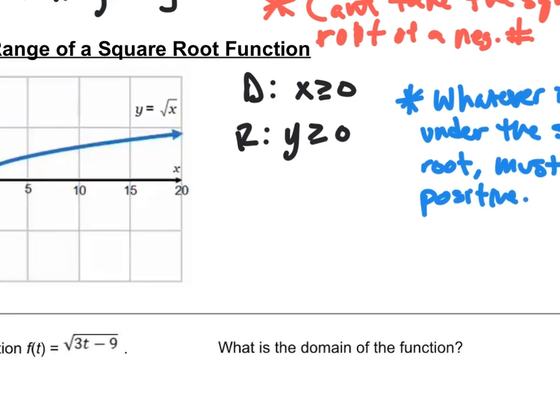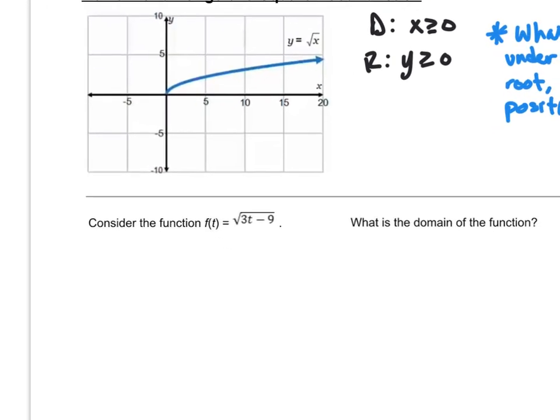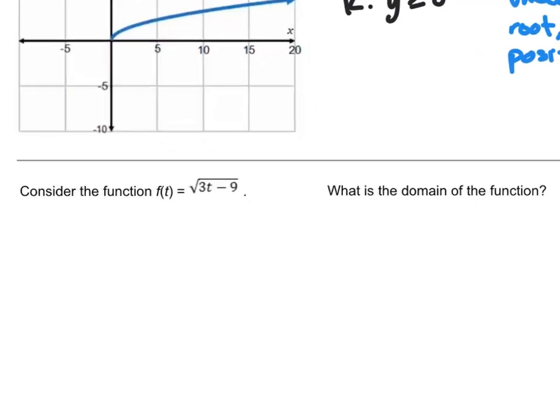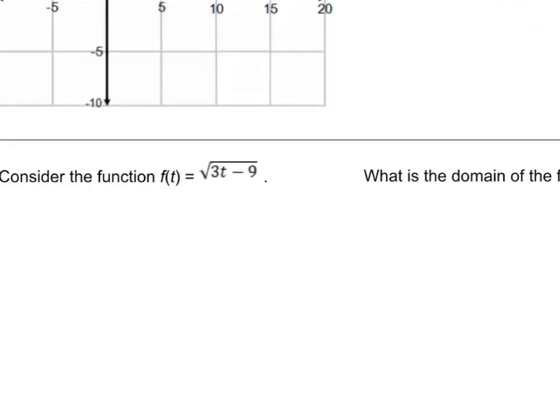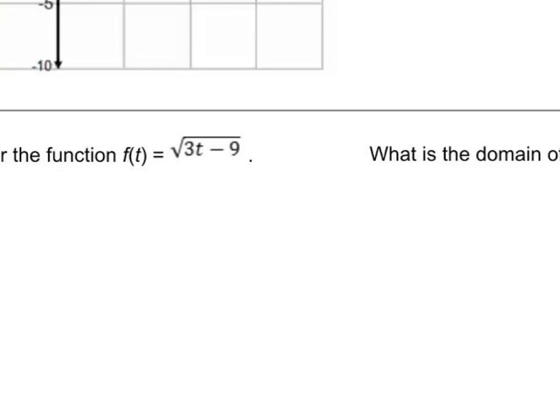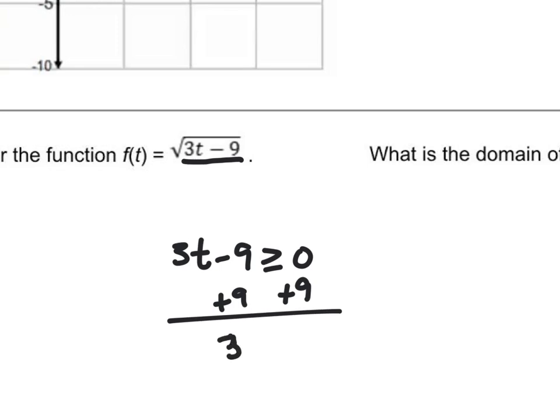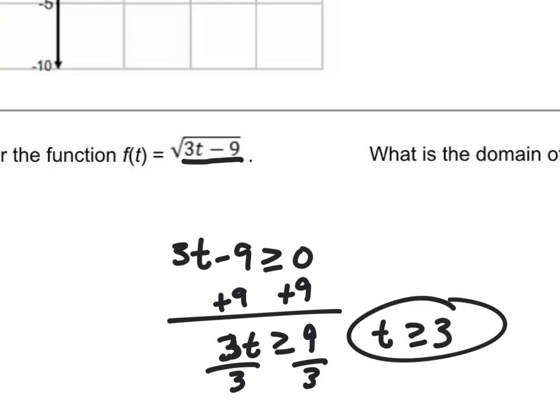When you extend that idea out, let's consider this function right here, f of t equals the square root of 3t minus 9. What is the domain of the function? I want to take the value that's underneath the square root, and it has to be greater than or equal to 0. If I add 9 to both sides, I get 3t is greater than or equal to positive 9. If I divide by 3 and divide by 3, I get that t is greater than or equal to positive 3. And that's my domain.